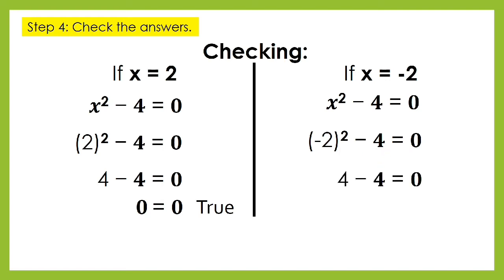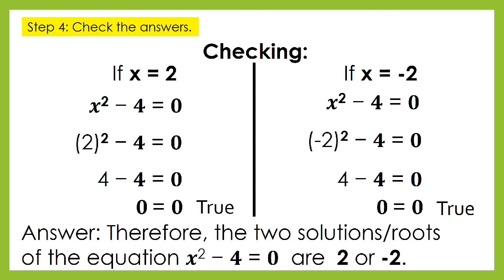We simplify. Square of negative 2 is 4 minus 4 equals 0. And then 4 minus 4 is 0, and then it is equal to 0. So they are equal. Our solution is also correct. That is true. Therefore, our answer, the two solutions or roots of the equation x squared minus 4 equals 0 are 2 or negative 2. Let's have example 2.